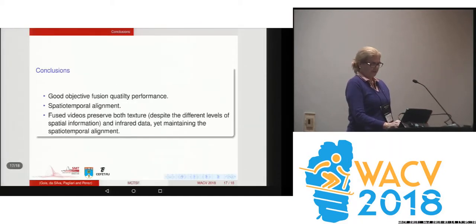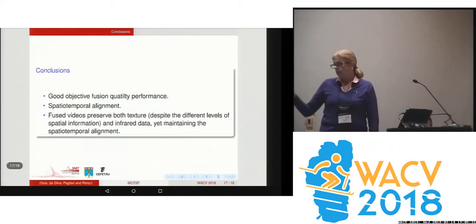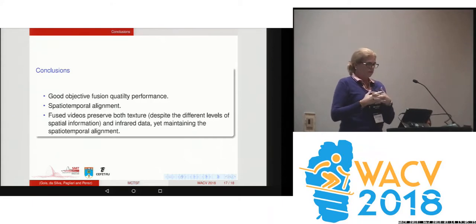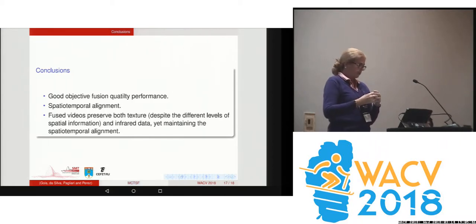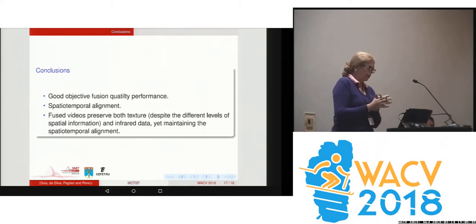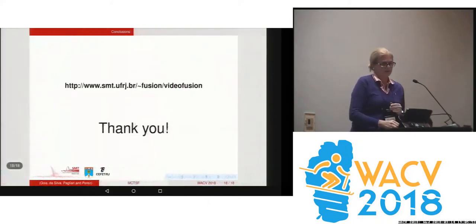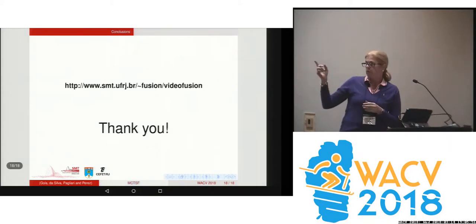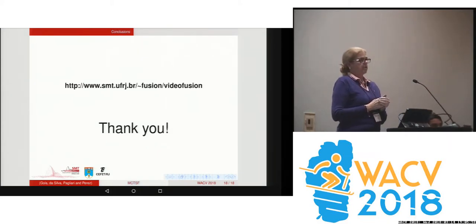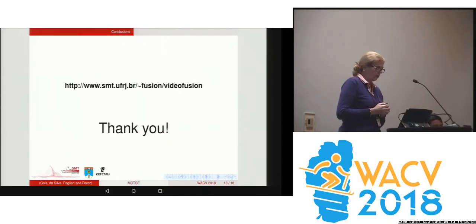Okay. So the conclusion is that the fusion has a good quality performance. The spatial temporal alignment was very good, not only frame by frame, but when you play the video. And the texture that is conveyed by the visible light sequence is preserved, as well as the infrared information. We have a website with our results, as well as a link to the GitHub with our code.